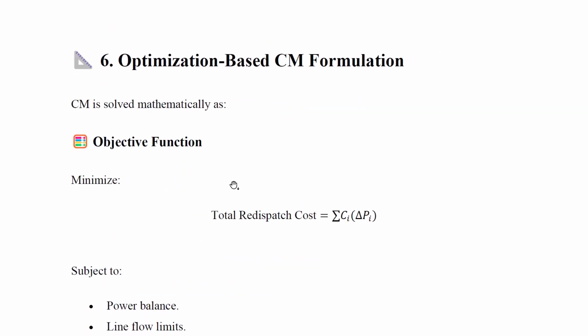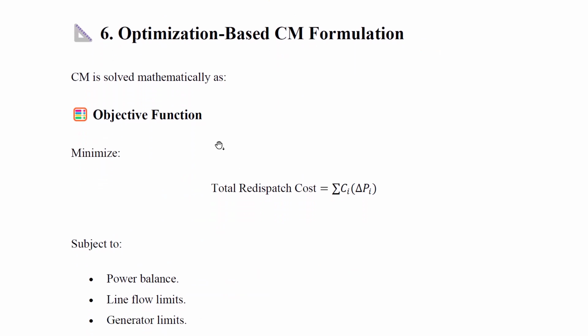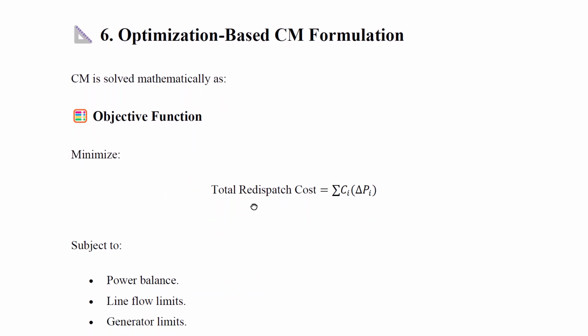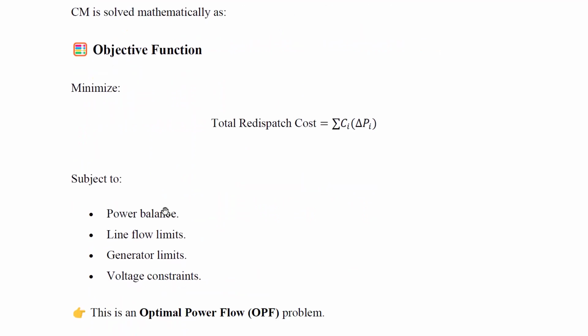So this congestion management is solved mathematically. If you take the objective function, the main objective of congestion management is to minimize the total redispatch cost. That means the cost of change in the power. The total redispatch cost we need to minimize, subject to these constraints: power balance constraints, that means generation equals the demand plus losses.